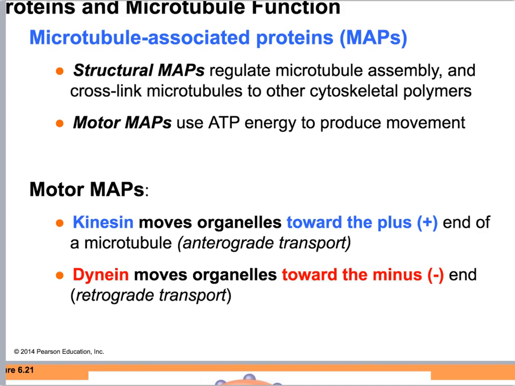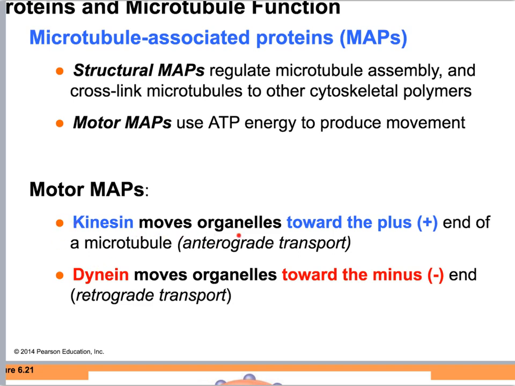There are proteins that are associated with microtubules, given a very appropriate name: microtubule-associated proteins, or MAPs. And there are different kinds of MAPs. Some MAPs are structural MAPs, which link microtubules together to give the cytoskeleton more of a rigid structure. But then there are other kinds of MAPs called motor MAPs, and motor MAPs actually use energy in the form of ATP to cause movement along the microtubules. The two types of motor MAPs that we'll talk about are called kinesin and dynein.